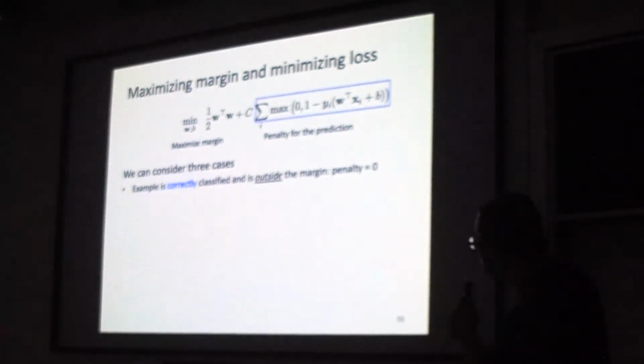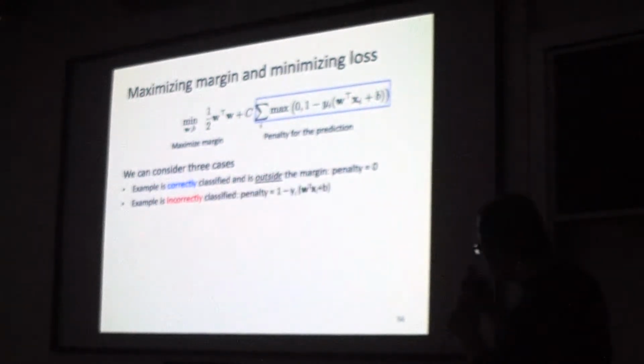So in the very first case, if your classifier can correctly predict xi, yi, and xi is also far away from the hyperplane, staying outside the margin, then this max value is 0, which means you don't suffer any penalty.